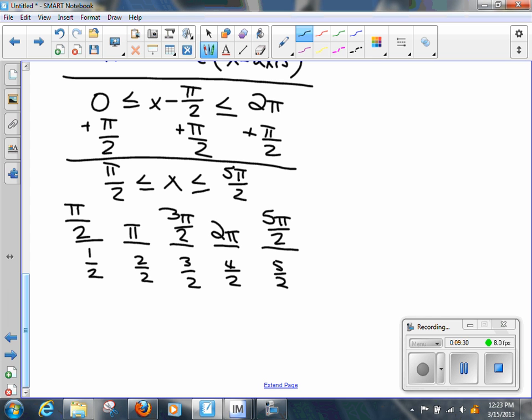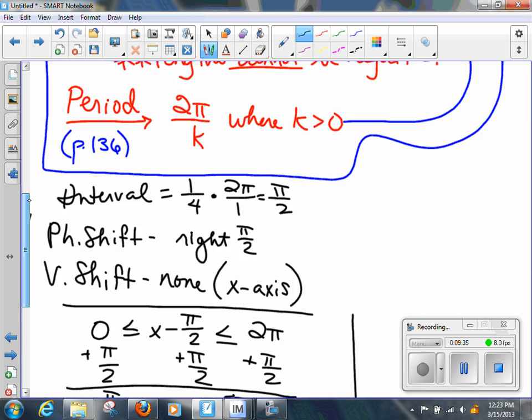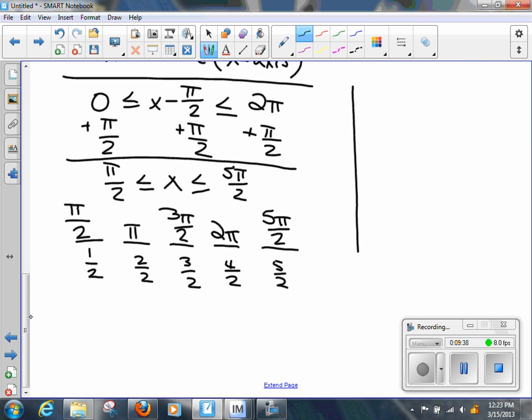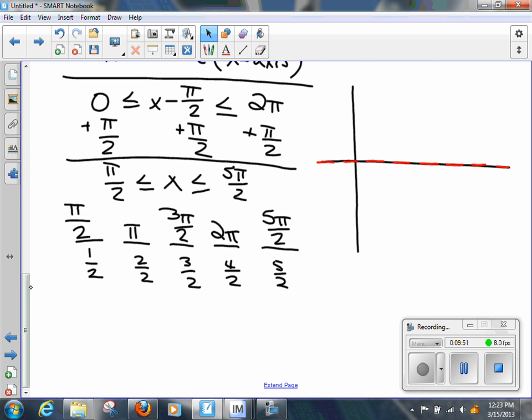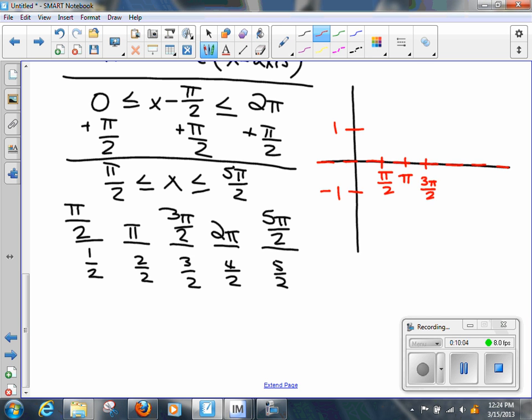And this page is going to be 14 feet long. Let's see what I can do over here. Was there a no vertical shift? Phase shift to the right, so it's going to be heavy on the right side. My oscillation line is the x-axis. What was the amplitude, folks? 1? Oh, that's good. There it is. And my critical points: pi over 2, pi, 3 pi over 2, 2 pi, 5 pi over 2.